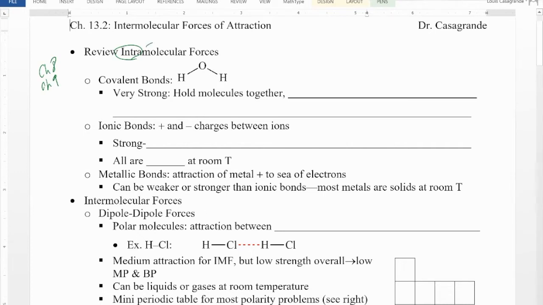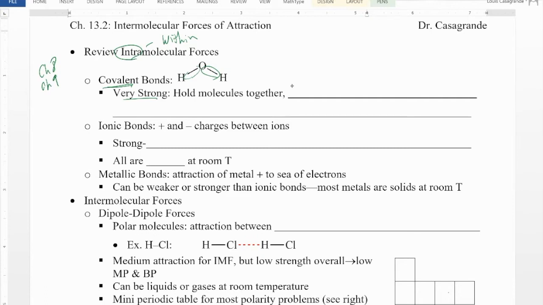Intra is a prefix that means within. So these are forces of attraction within molecules or within other substances. And one of the first kinds of intramolecular force is a covalent bond. Covalent bonds are these OH bonds here within the water molecule. And these OH bonds are very strong. They hold the molecules together. So this is what keeps a molecule together.